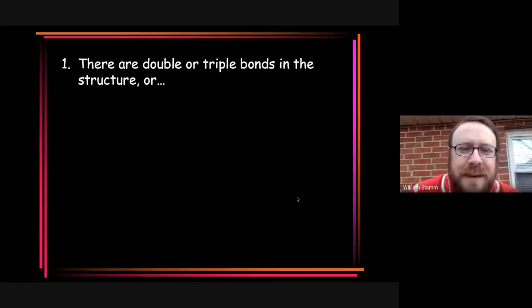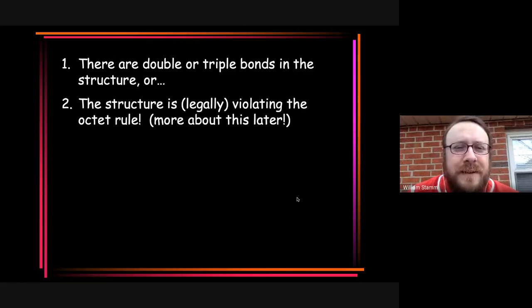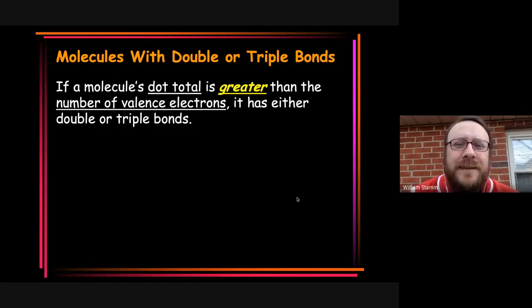Or possibly, and this is more for tomorrow, the structure is violating the octet rule, so it's not following the octet rule like we would expect it to. Some elements can do that. We'll save that one for tomorrow. Today we're going to talk about double or triple bonds in the structure. So how do we make a double or triple bond on our structure, or how do we know we have to?